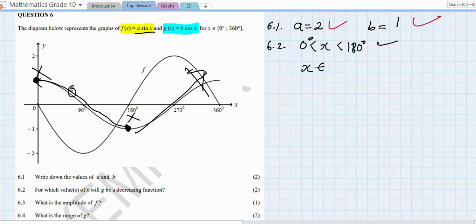when x is an element of, we make curve brackets because it doesn't include the value. 0 degrees and 180 degrees, curved bracket again. That's also another way to do it, right? You don't write the two solutions. You write either or, of either this one or this one. So easy as that.